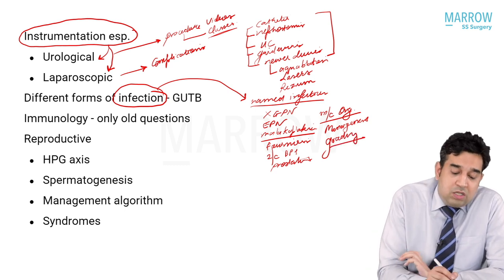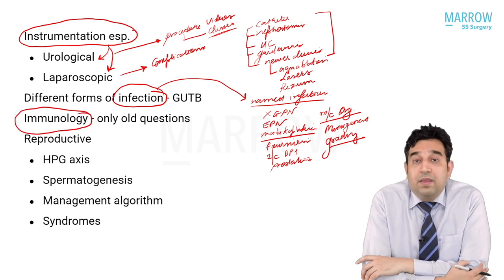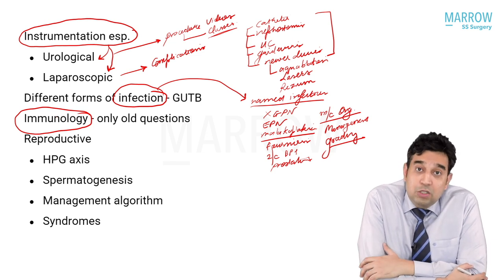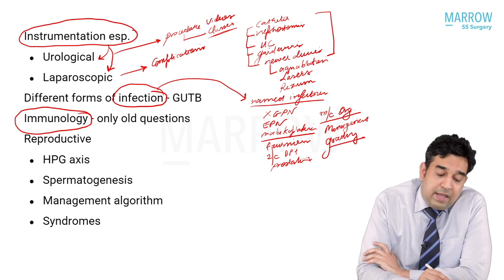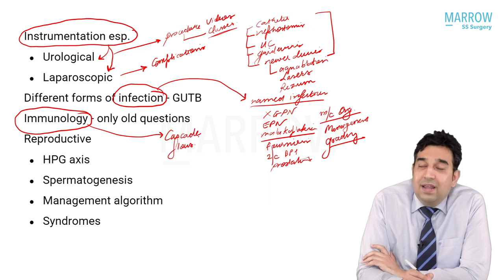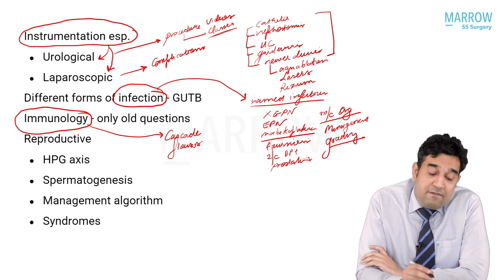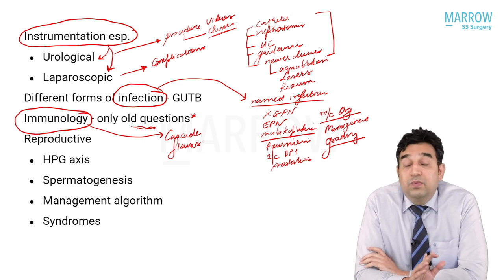Then in immunology, because it's a vague topic, immunology is a part of Campbell's, and since it's a part, some examiners may want to stick to some theoretical questions also. So in immunology, we can know about all the cascades, the process flows of various types of reactions in the body. But I would strongly advise you to stick only to the older questions, because immunology is very difficult to remember.